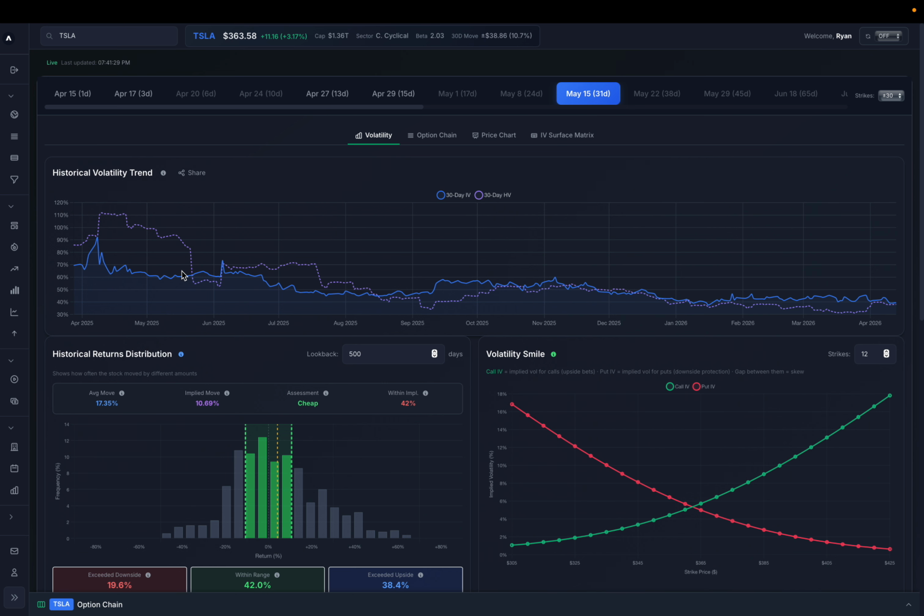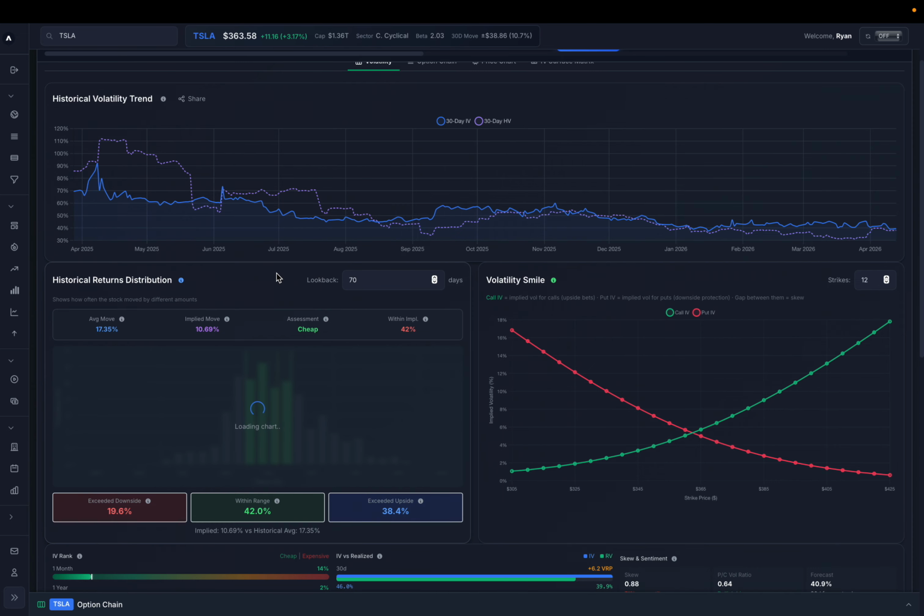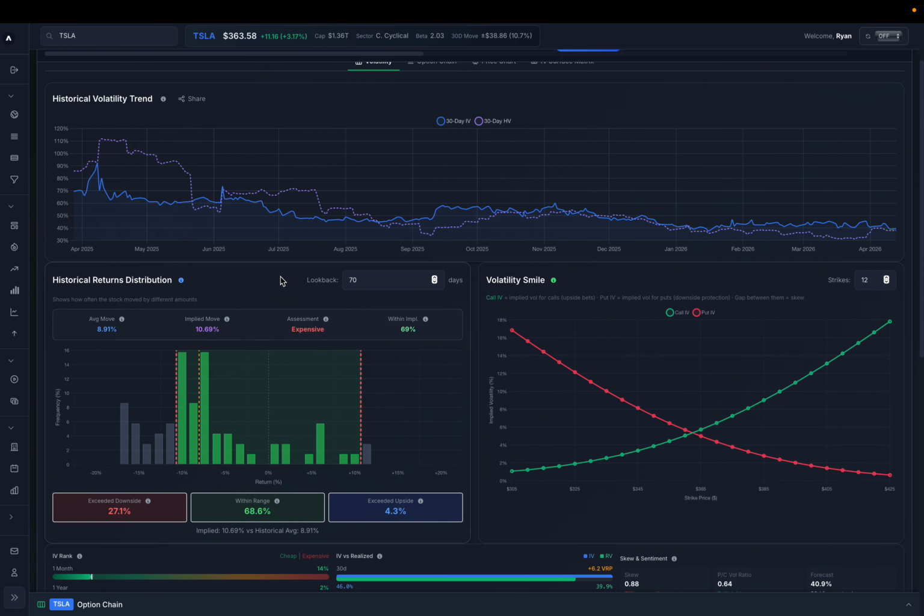If we want to look back at more recent vol, we can say, let's go 70 days. And we can see vol is expensive over the past 70 days. There are fewer occasions that we measure because obviously the look back period is smaller. So the frequency of moves is less. Therefore, you get less of a bell curve distribution and you get more of a term vol specific distribution.